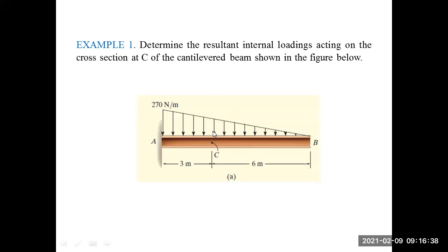That means you take a section at C. The distance from the support is 3 meters, and from the free end it is 6 meters. From this side 6, and from the other side 3.